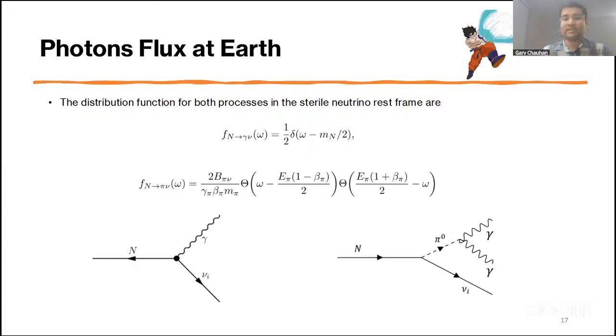So these two gammas carry the same energy in the pi naught frame. From the two-body decay of the sterile itself into pi naught nu, you can calculate how much energy the pi naught should be carrying, and you can boost back to the sterile neutrino frame from the pi naught frame. What you find is that the decays for this case are independent of the angle, so they are basically isotropic. The only condition is that the energy of these outgoing photons is bounded by a lower limit and an upper limit. So basically it's a box function.